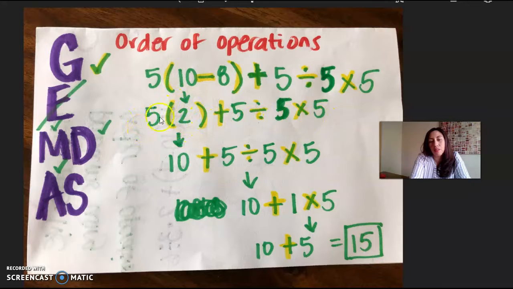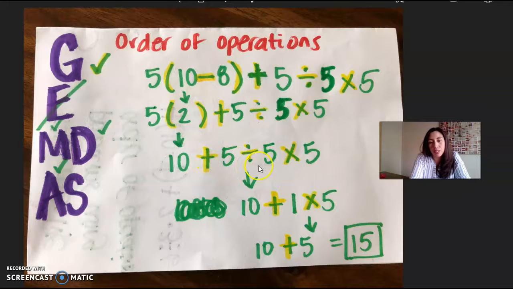So we've got to take care of our multiplication first, because we are not dealing with any exponents, and multiplication or division, whichever comes first, is the next step. 5 times 2 is 10. Then rewrite the rest of it. Plus 5 divided by 5 times 5. So let's look back. Any more grouping symbols? No. No exponents. Multiplication or division?